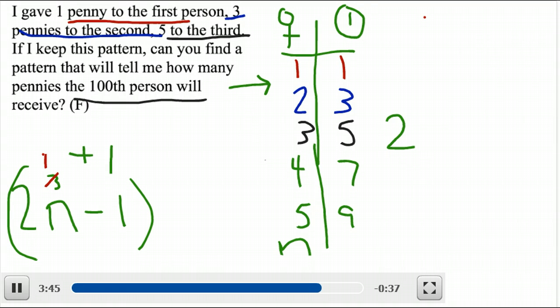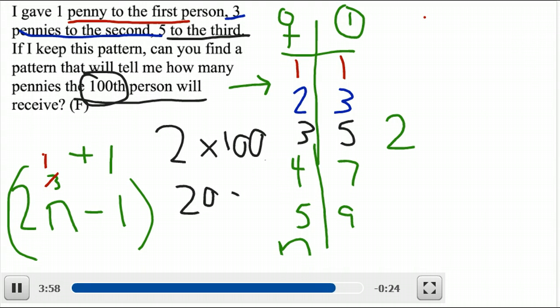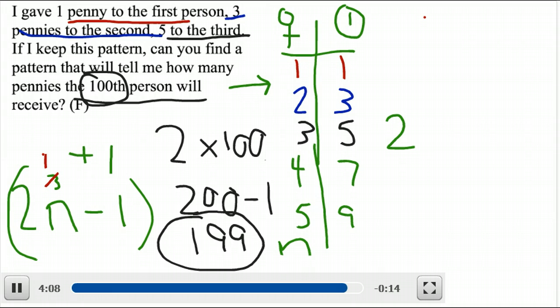So now all I have to do is take 100 and put it in for the n. 2 times 100 gives me 200. And if I subtract 1 from that, I'll get 199. So the 100th person will get 199 pennies. Did you get that answer?